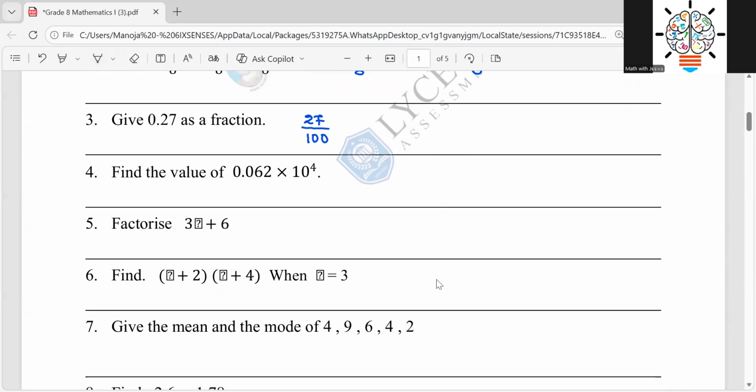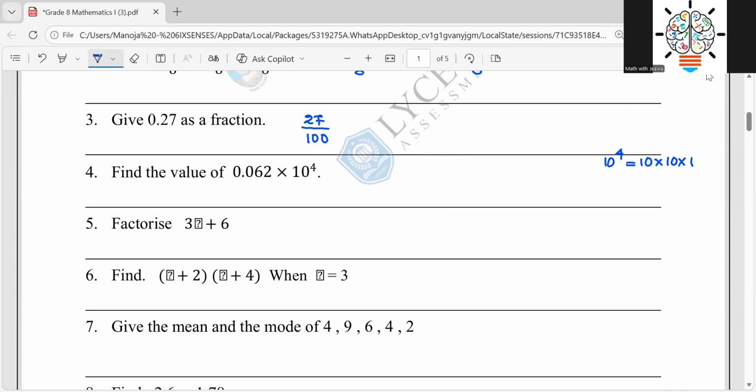So then the next one, you want to find the value. Before that, you want to expand this. 10 to the power 4 means that you want to multiply 10 like this. So that means you have 10,000. So then the given value, it is a decimal, 0.062. You multiply by 10,000.